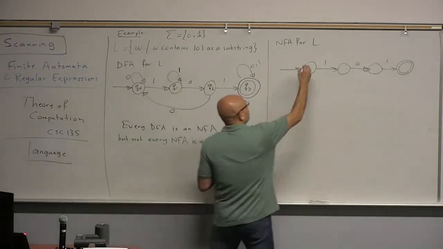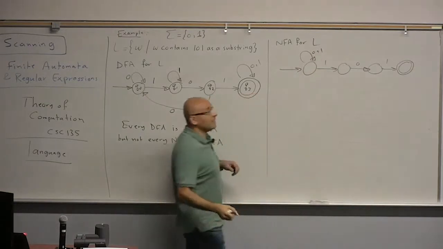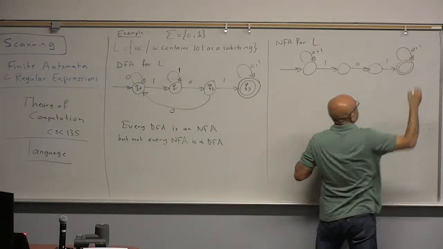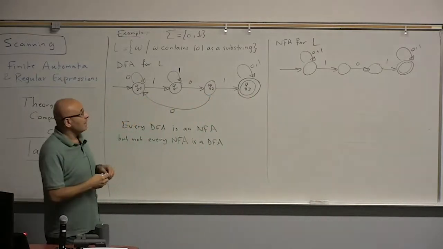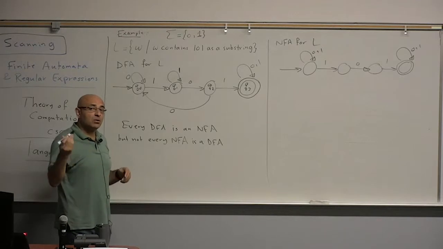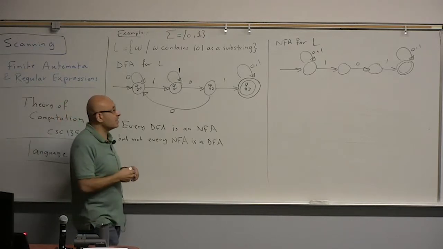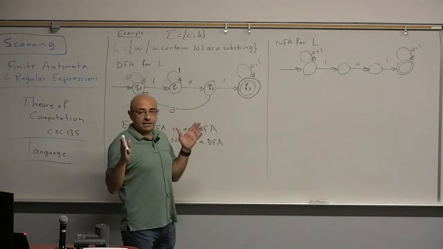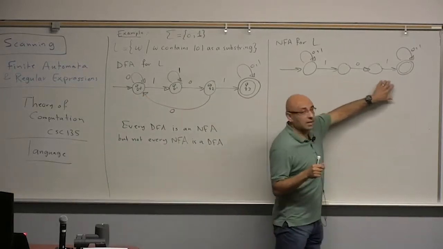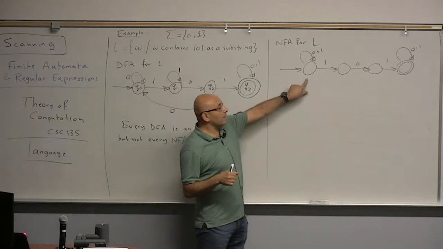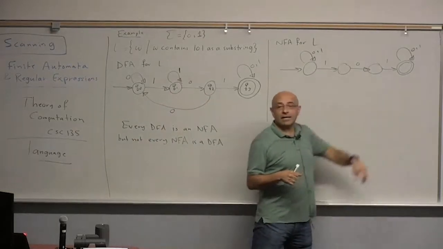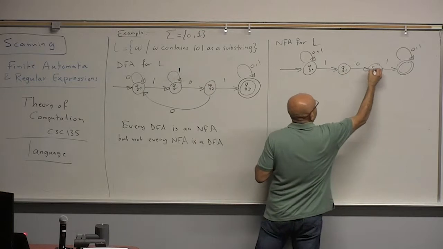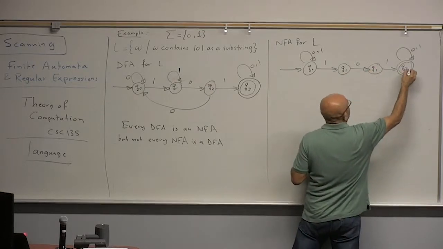So here, I just loop here. Whatever I get here, I can loop, and I can loop here. A loop in a finite automaton corresponds to a star in a regular expression. So starring is repeating or looping. What I'm saying here is that I'm looking for a string that has 101 as a substring, and before it I can have anything. After it, I can have anything. So this makes an NFA easier to write than a DFA.